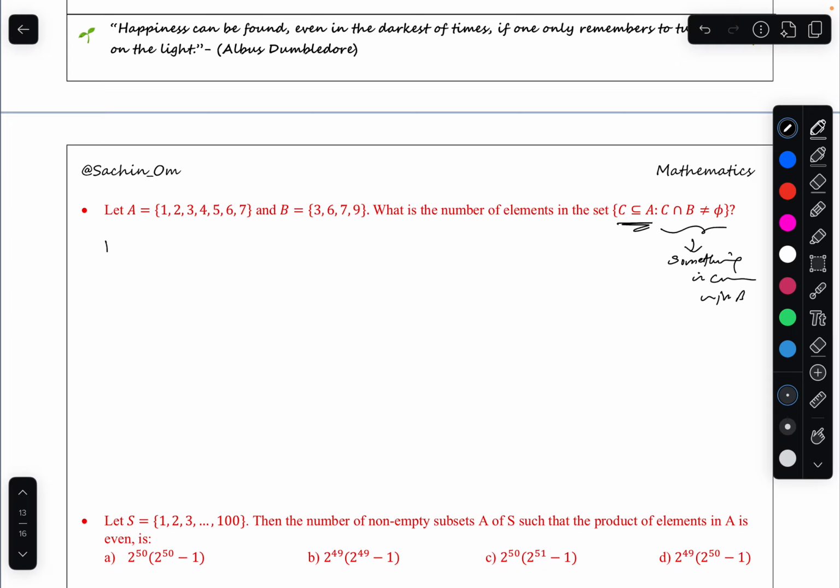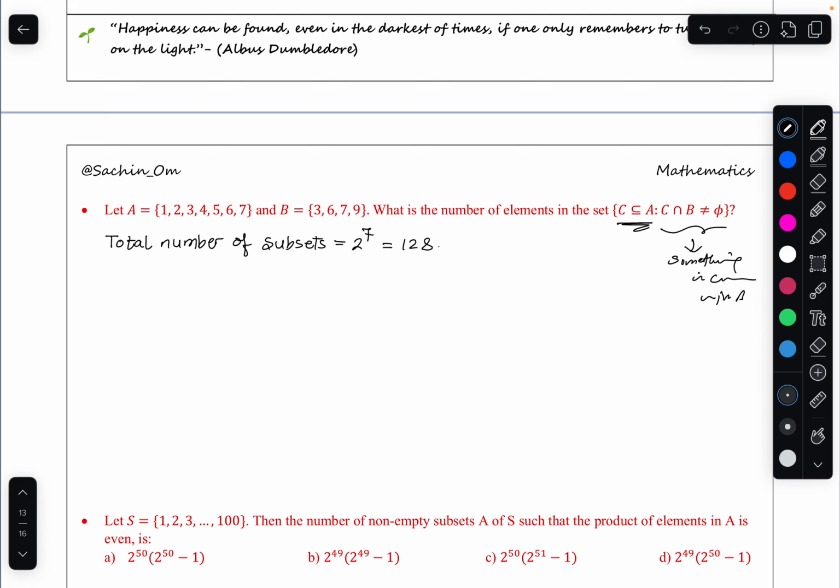So let me find all the subsets of A. What I'll try to do here is I'll find all the subsets of A from which I will subtract those which have nothing in common with B. That will give me the number of subsets which have something in common with B. This is how I'm going to do it. Let's find the total number of subsets of A first. Total number of subsets of A would be 2 to the power 7. That would be equal to 128 here.